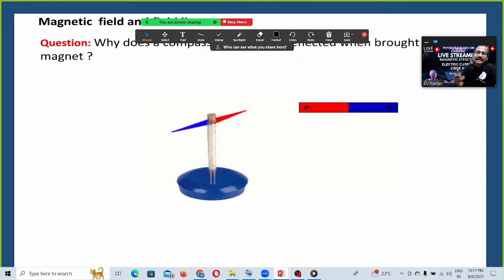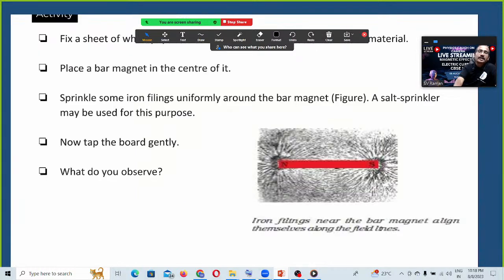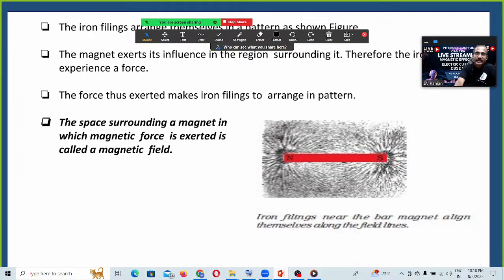So why is this magnetic compass needle fluctuating? What is there inside the magnetic compass? The magnetic compass has magnetism. Okay. Now what did we do? We take a bar magnet and place it in iron filings. We can see that only the poles are attracted much more than the center part. Poles are highly attracted. The space surrounding a magnet in which a magnetic force is exerted is called a magnetic field.